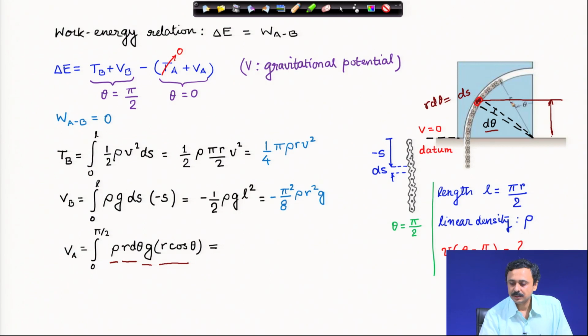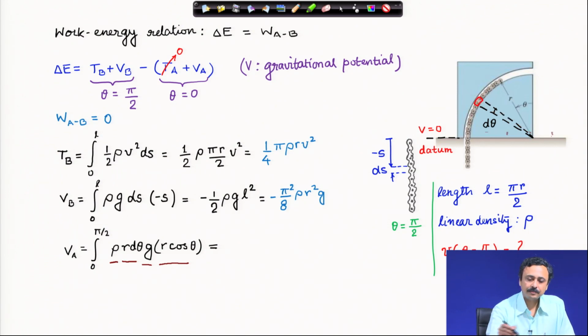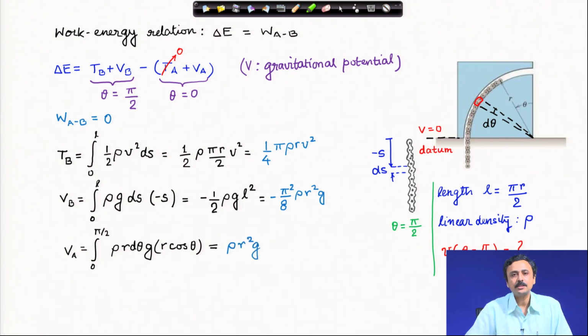This is nothing but radius times cosine theta, and that comes here as height. And if you do a calculation, this is the potential energy at configuration A.